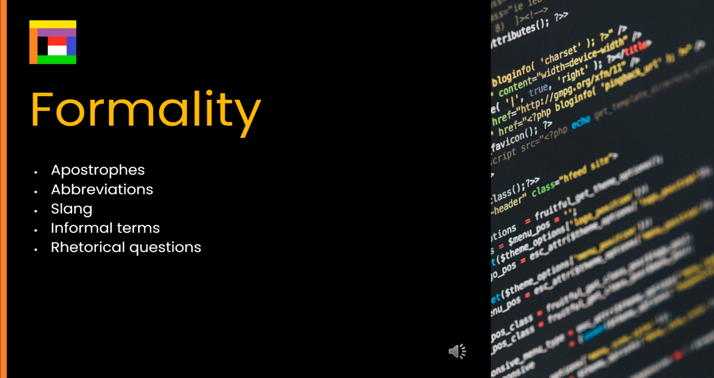One common problem in research writing is the use of expressions that are not formal enough. There are 5 ways that this goes wrong. First, the use of apostrophes. Next, the use of abbreviations. Then the use of slang or informal terms. And finally, the incorrect use of rhetorical questions.